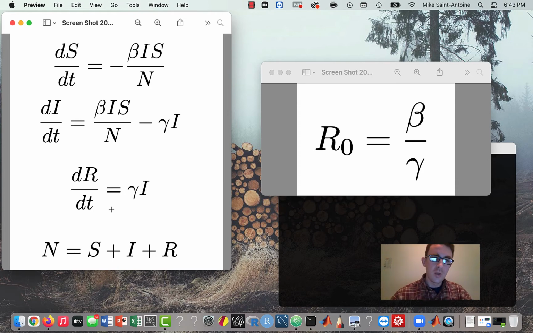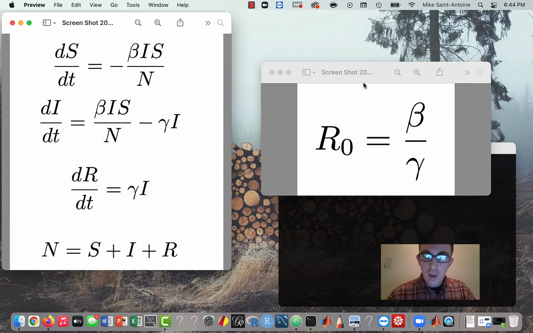But for the basic SIR model, it's just making the assumption that if you're in S, you can only go into I, and if you're in I, you can only go into R from there. If you're susceptible, the only place you can go is either remaining susceptible or becoming infected. And then if you're infected, the only place you can really go from there is into this removed state. So that's the simplified model.